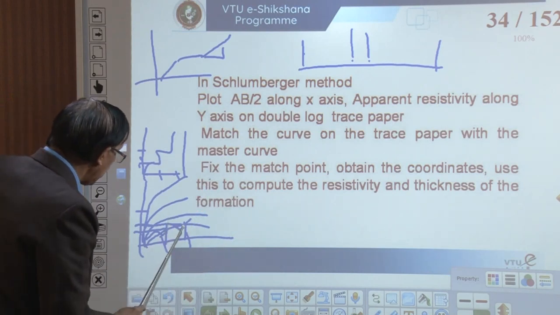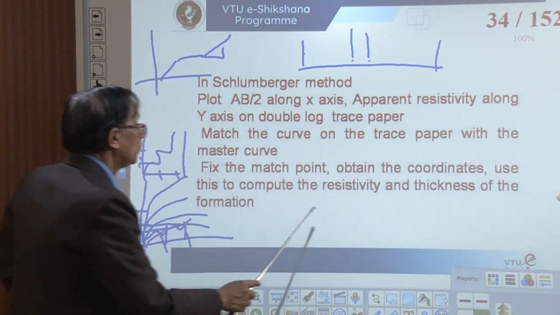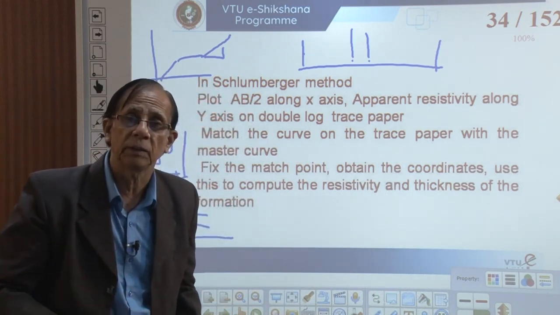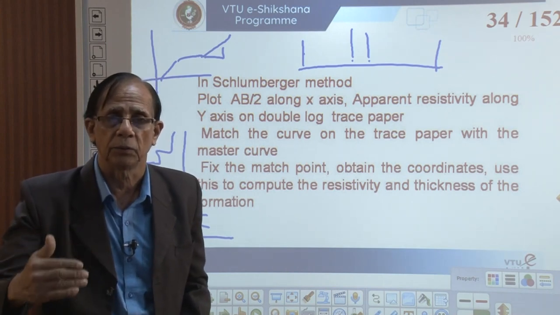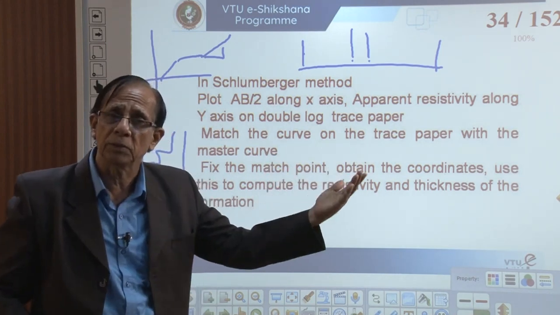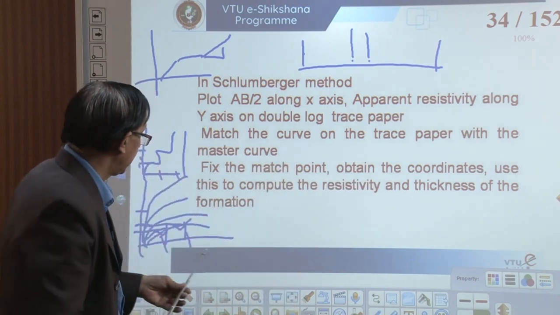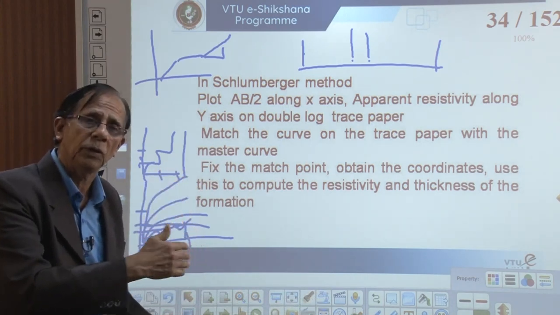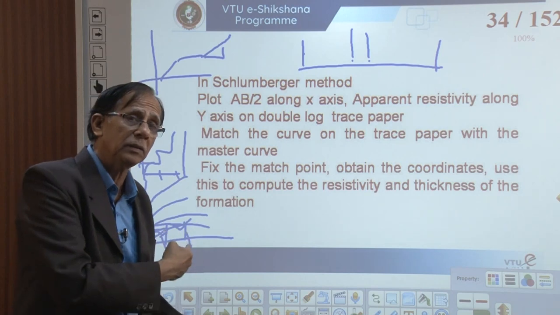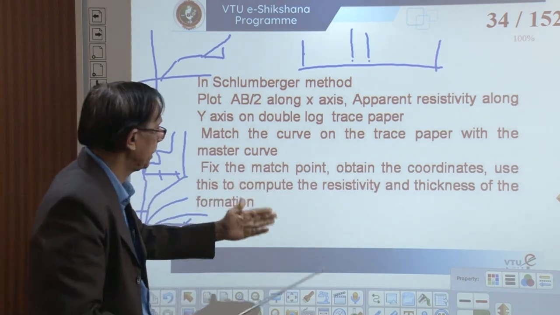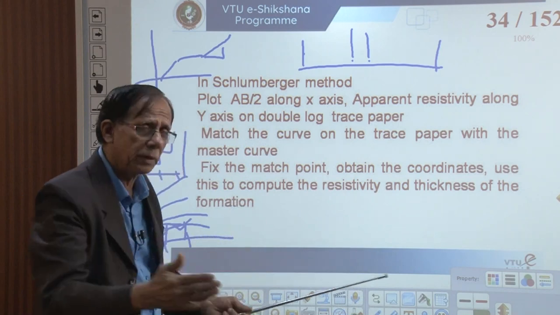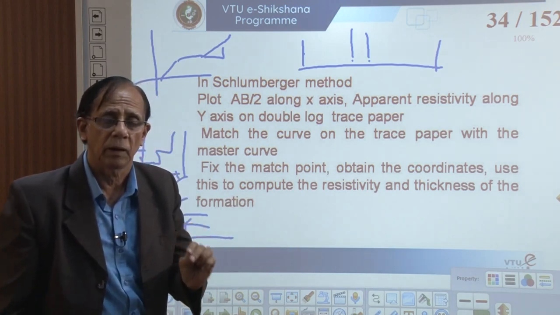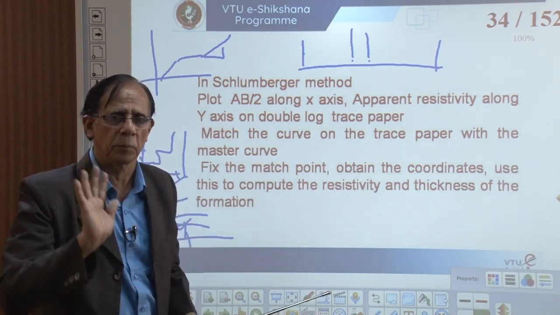So, here I use this value to calculate the thickness of the formation and their true resistivity. From the apparent resistivity, we are getting the true resistivity, and then we get the thickness of the formation, and the procedure is similar to what we have followed in the earlier method. I have not tried this, I am not bringing this problem here, because plotting itself on tracing paper takes hours together. We can practice at home, but the principle and procedure are similar.